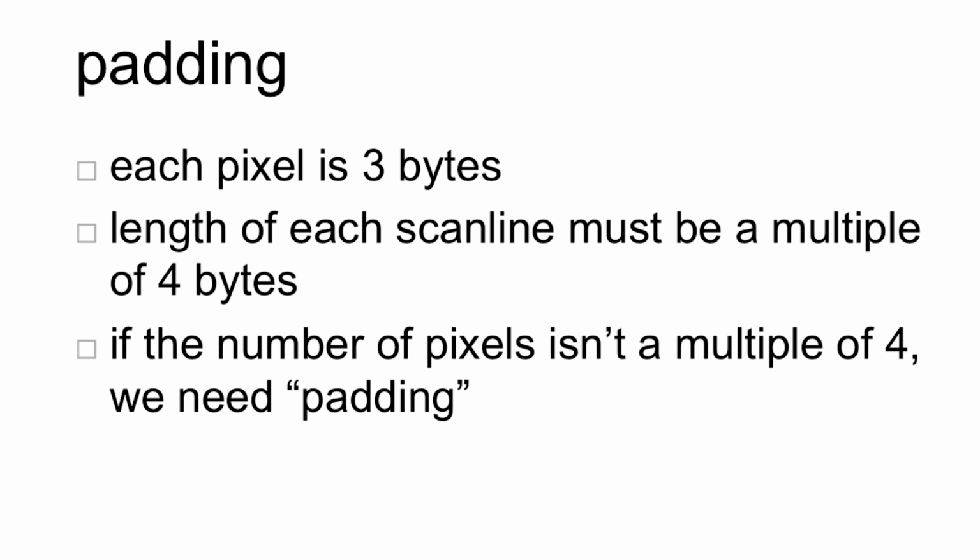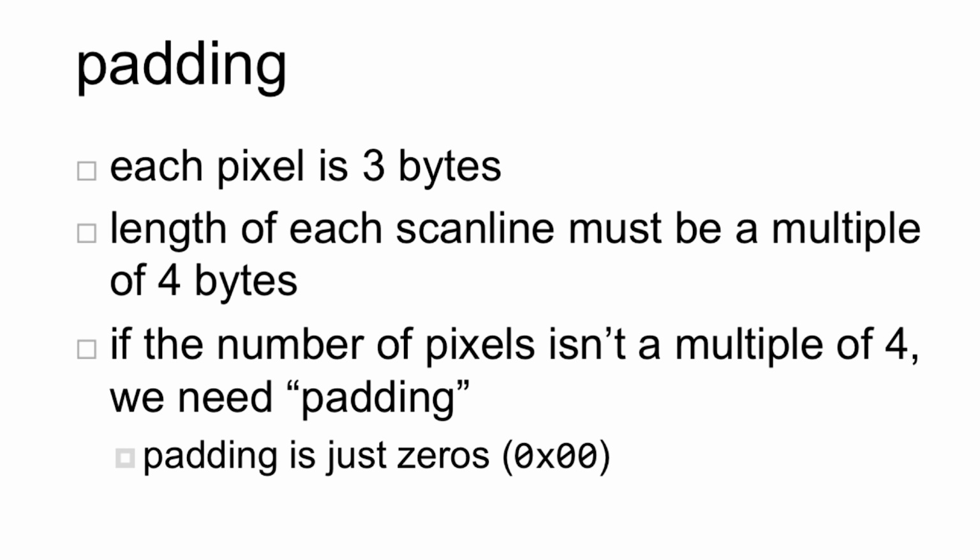Now that we've talked about resizing horizontally, it's time to get to the padding. In a bitmap, each pixel is represented with 3 bytes. Now the length of each scanline of a bitmap must be a multiple of 4 bytes. Now if the number of pixels is not a multiple of 4, then we'll need to include padding, where padding is just zeros.